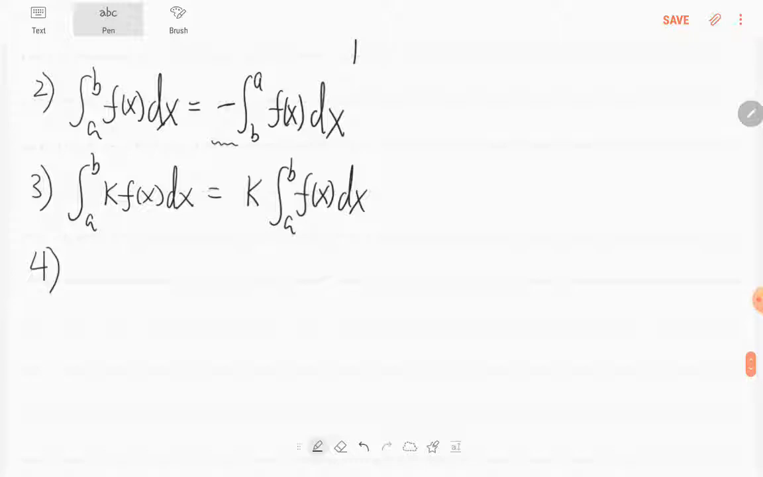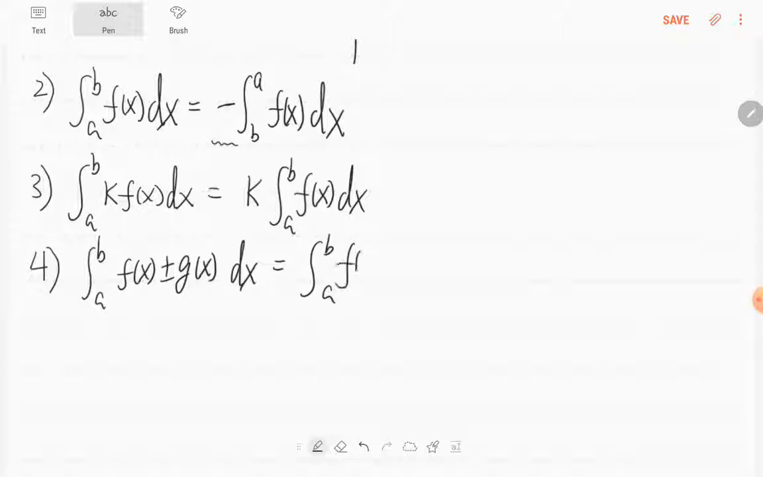Property 4. The integral from a to b of f of x plus or minus g of x dx is equal to the integral from a to b of f of x dx plus or minus the integral from a to b of g of x dx. So this tells you that you can separate to take the definite integral for each term, then you add them up.